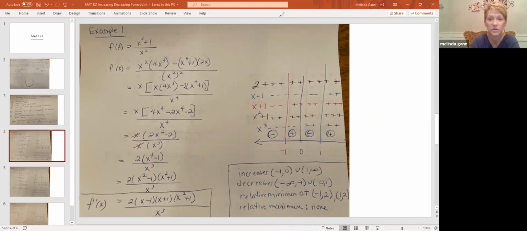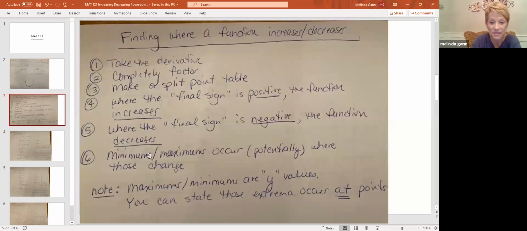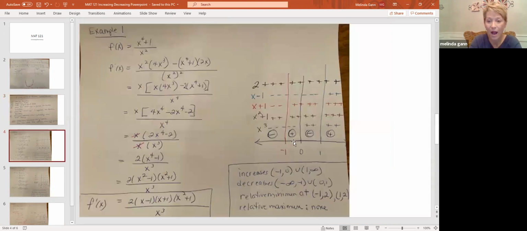Let me go back and make sure that you understand what I said up here. Look what it says. It says minimums and maximums occur potentially where those change. Where what changes? Where the increasing and decreasing changes. So see right here, the function changed from decreasing to increasing. So that's a candidate for a max or min. Right here, it changed from increasing to decreasing. That's a candidate for a max or a min. And again, a candidate.